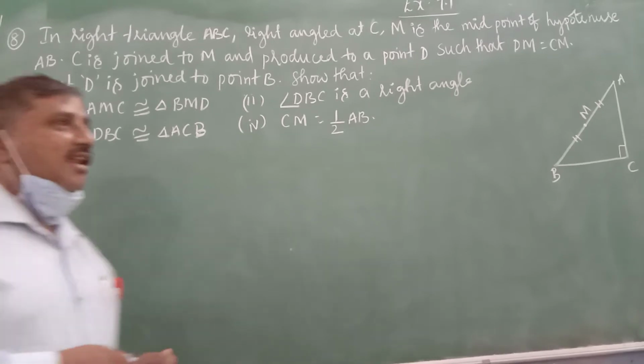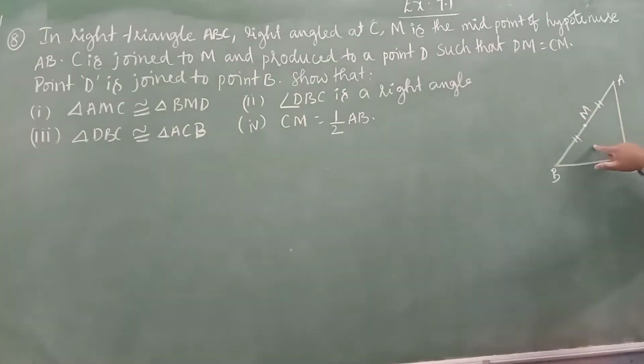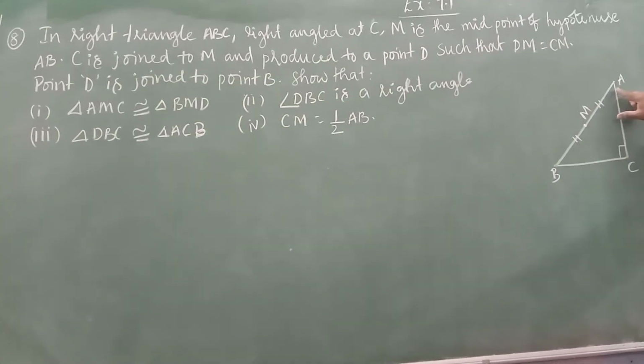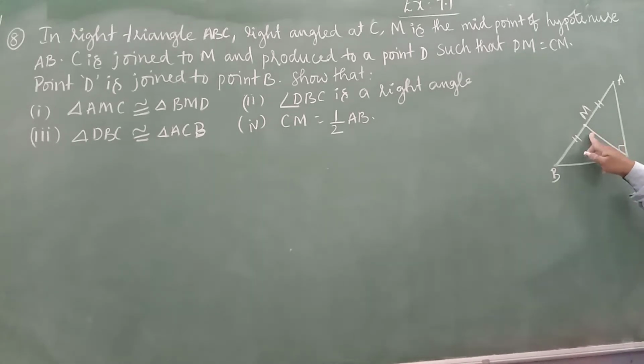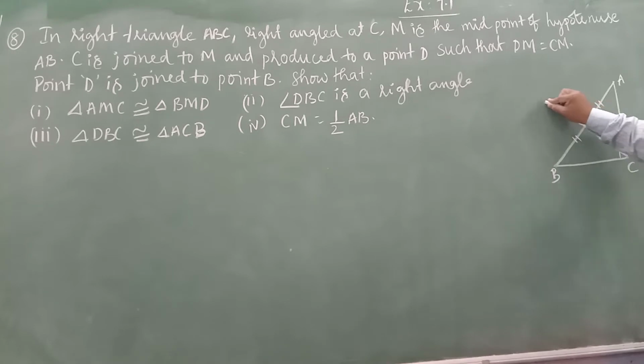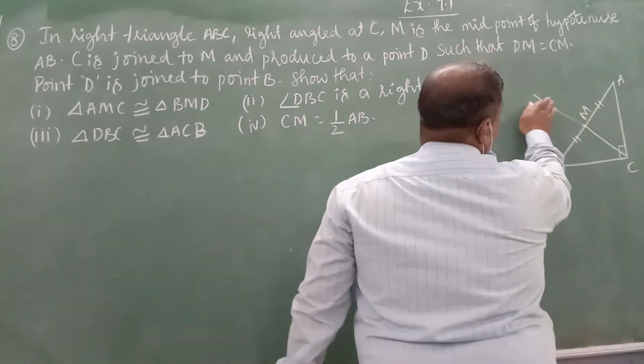Now M is the midpoint of the hypotenuse AB, which means M divides the hypotenuse AB into two equal parts. That is MB is equal to MA, or AM is equal to BM. Both are equal. Then C is joined to M. Point C is joined to M, and CM is then produced to point D.